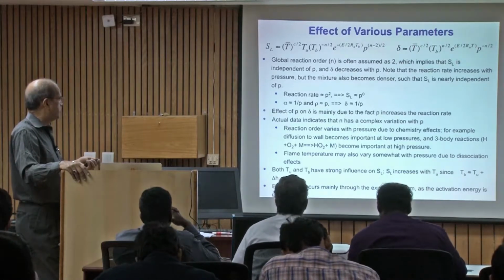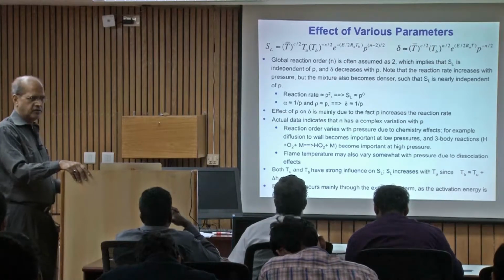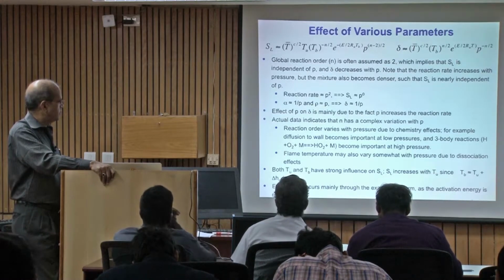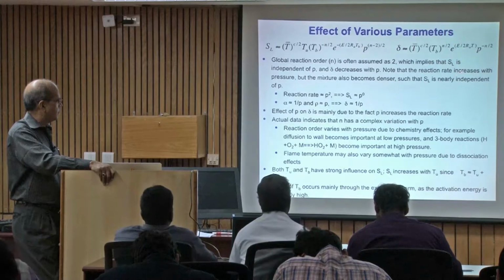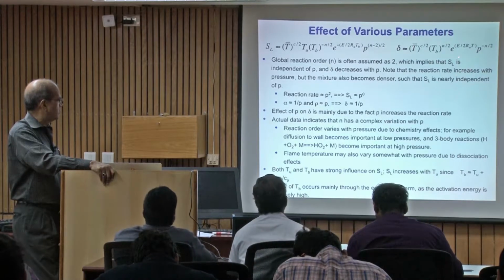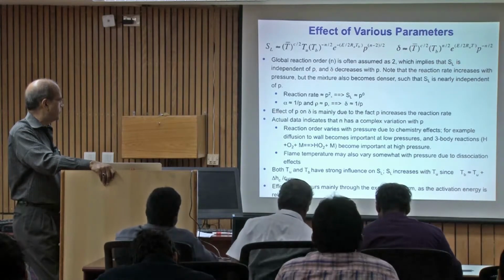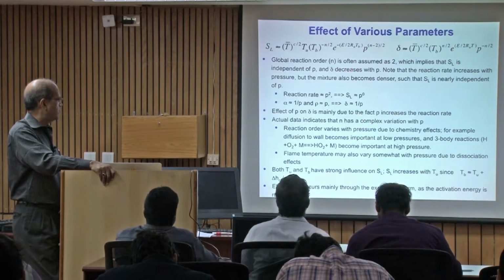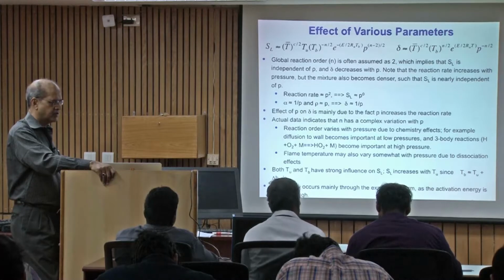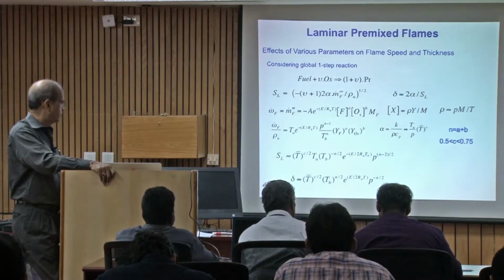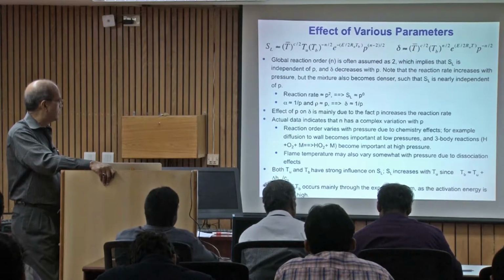So n is the global reaction order, A plus B. It is often assumed as 2, which implies that SL becomes independent of pressure, and delta then decreases with pressure, from this equation. When n is 2, this will be 1 over P.